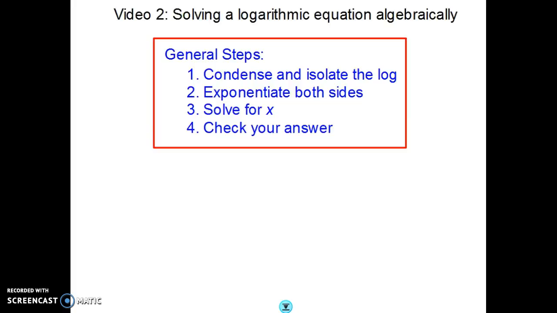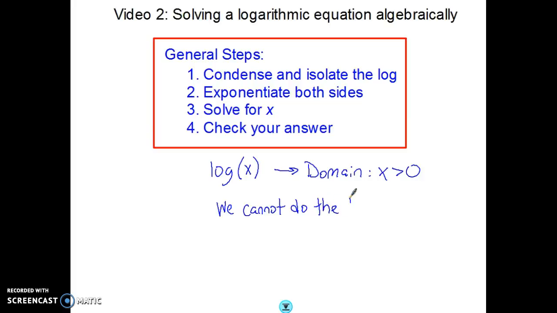Now, what I mean by check our answer with this kind of problem is, if you recall from back in, I believe, Chapter 4, Section 3, if we have a function that is log of x, the domain of that is just x has to be greater than 0. It can't be negative. So what that means when we're checking our answers is we have to make sure we cannot do the log of a negative number.